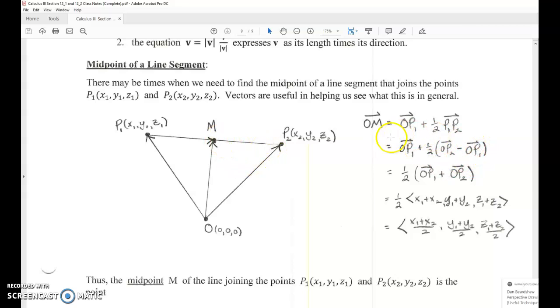Okay, so now what is OM? It's this. Now you can easily see through basic algebra that I have OP1 minus a half OP1, so that's a half OP1, and then I still have a half OP2. Now what are these? O to P1 is just x1, y1, z1. From O to P2 is just x2, y2, z2. So when I add their components, I get x1 plus x2, y1 plus y2, z1 plus z2. Take half of that, and lo and behold, there's the midpoint formula that we're used to.